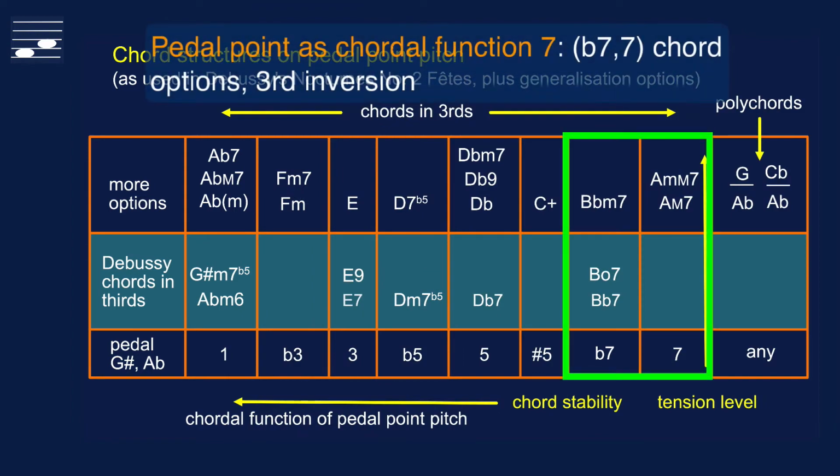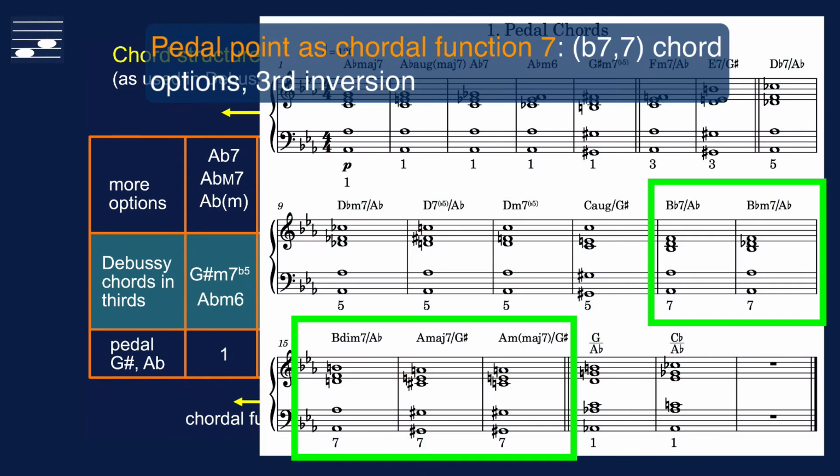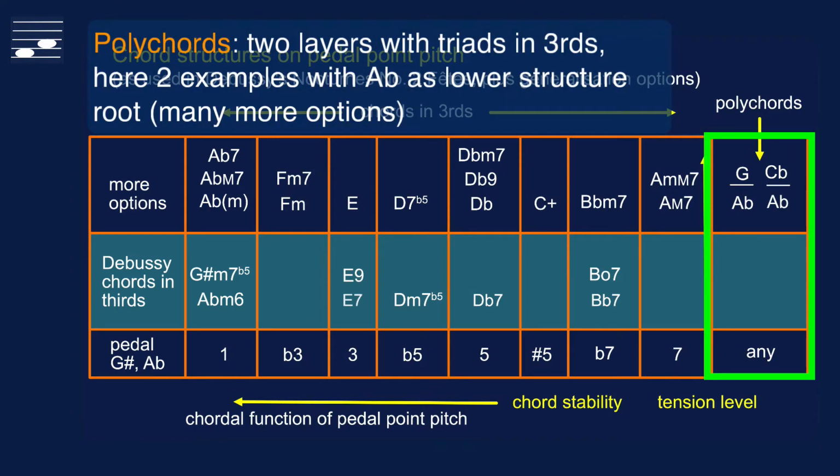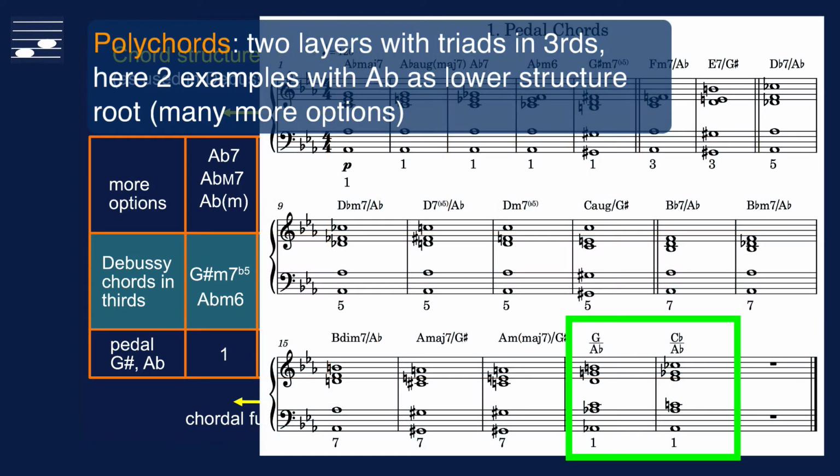We proceed with third inversion chords, with either minor or major 7th in the bass. Finally, here are 2 examples of dissonant 6-part polychords, obtained through a stacking of 2 triads. Through generalization, we have obtained a richer, expanded set of chords.